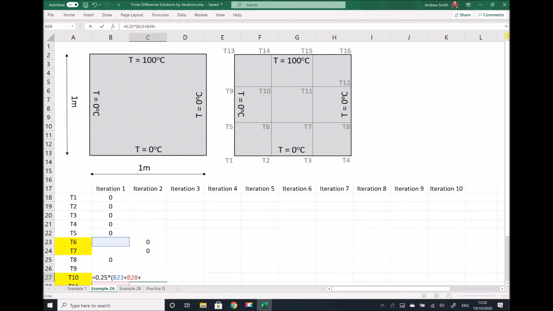Now I need to include this in my calculation. The only reason I didn't include T9 was because the value was 0. Adding 0 would have had no impact. But I need to include it here for T10.